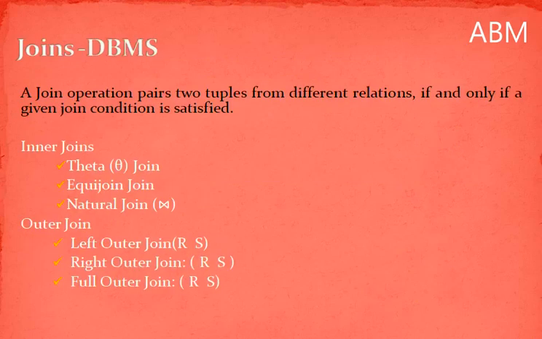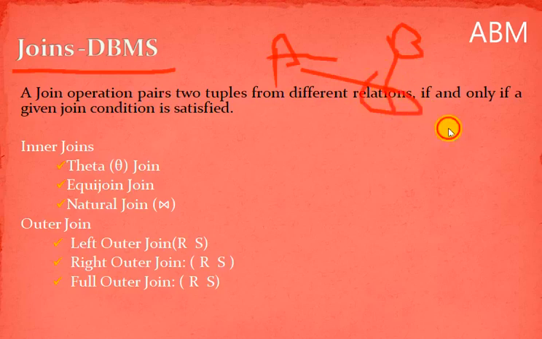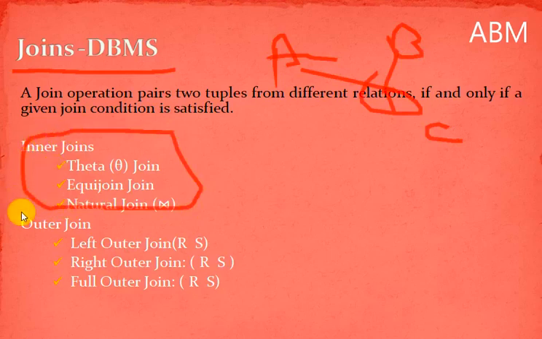Different types of joins in the database management system. Joins are actually used to get data from different relations, from different tables, or to combine different types of data from different tables into one table. So the joins are the inner joins and also the outer joins.